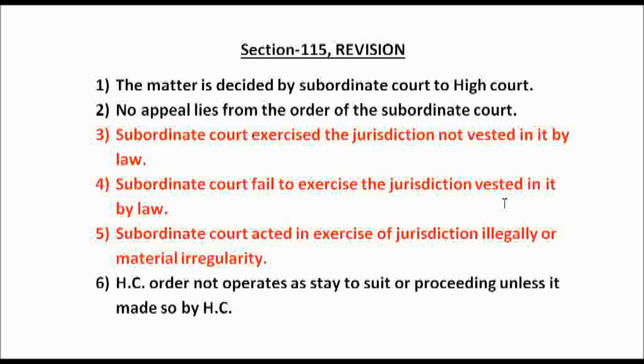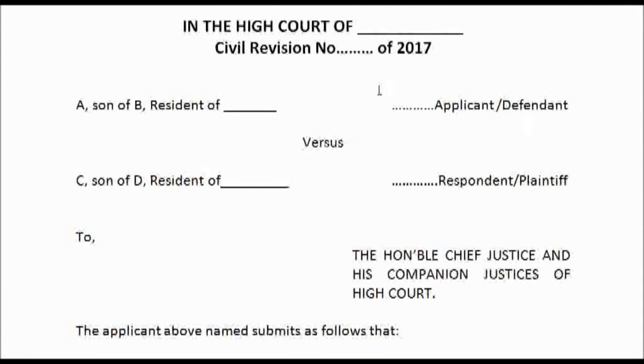Let us talk about the format. Coming to the format, it has 3 parts: formal part, material part and relief part. First of all, you have to mention the name of the High Court, then the civil revision number that you have to leave blank, 2017. After that, you have to mention the name of the party, short detail related to the party, and the residence of the party.